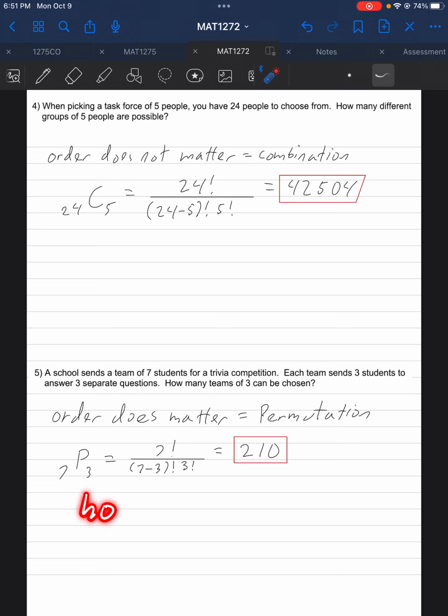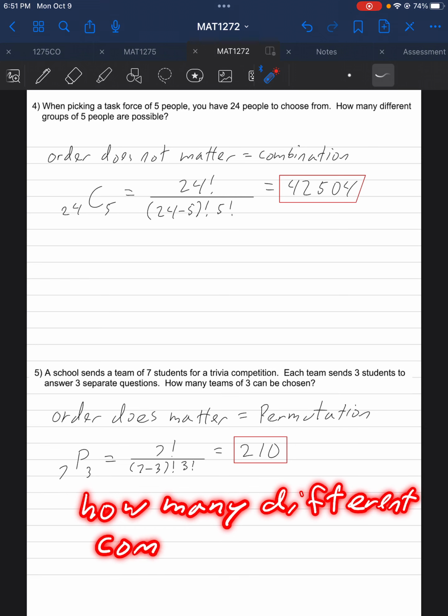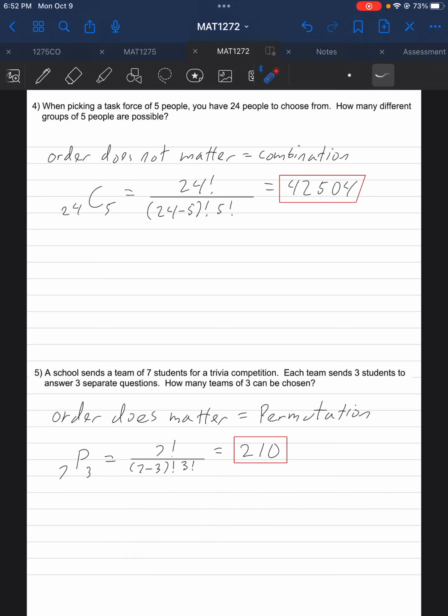Now again, don't be confused, because a question can ask how many different combinations can be made, and it still is a permutation, right? So don't take the words "how many different combinations can be made" as strictly meaning this is a combination. It's all about whether the order of choice matters or not.